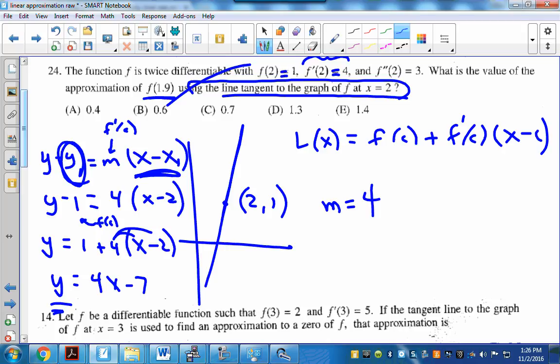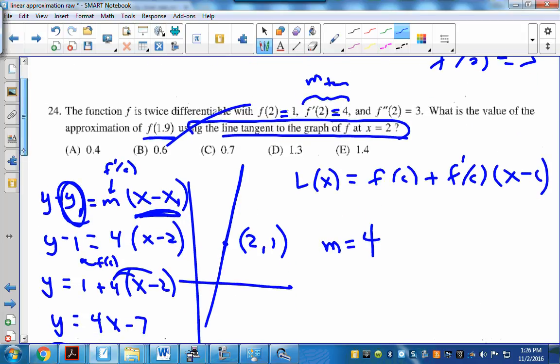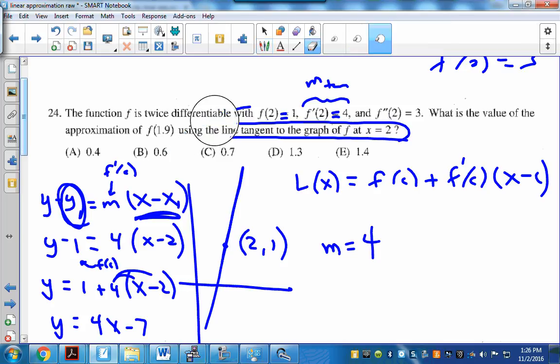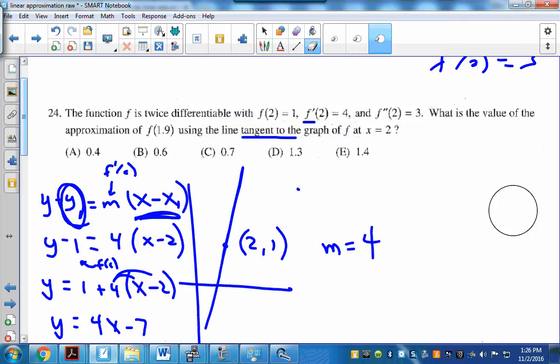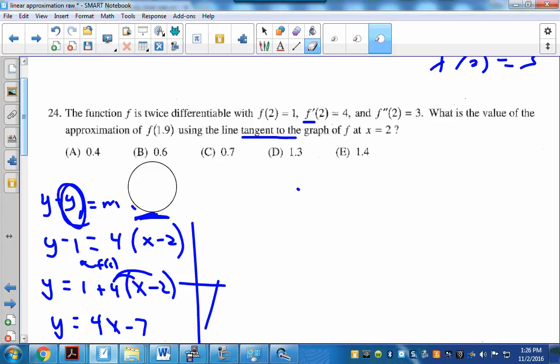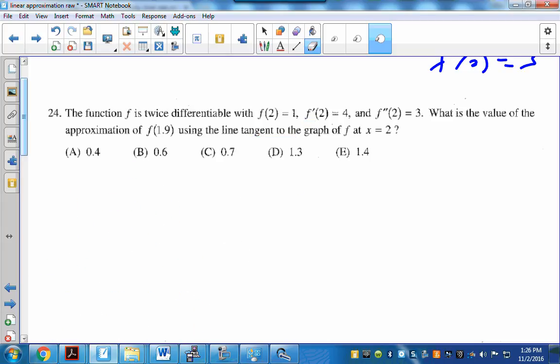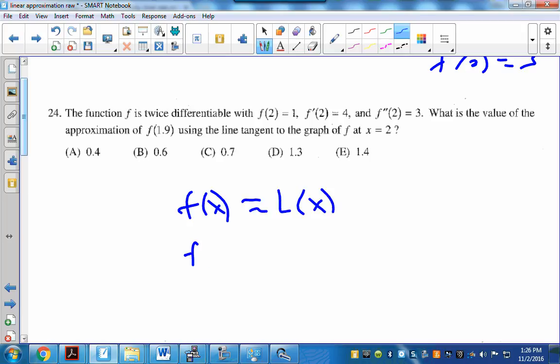Okay, so let's just finish this problem, and then we'll go over the ones that you did yesterday. We want the tangent line approximation. Well, I wrote down the tangent line. I guess I'll do it again. F of x is about the same as L of x. So f of x is about the same as, what do we got? 1 plus 4 times x minus 2. I don't even know what the function is. They didn't tell me, but it's about that.